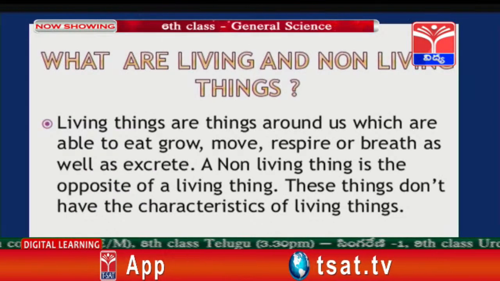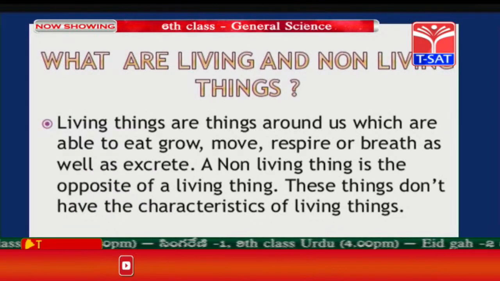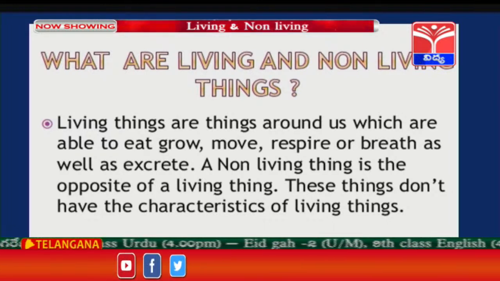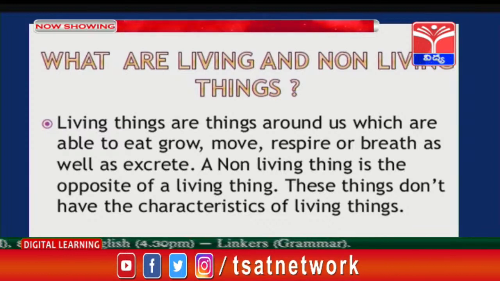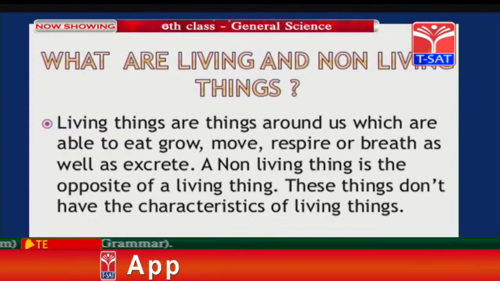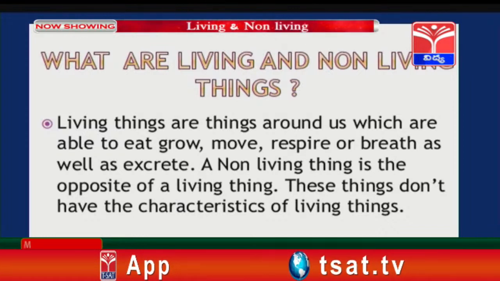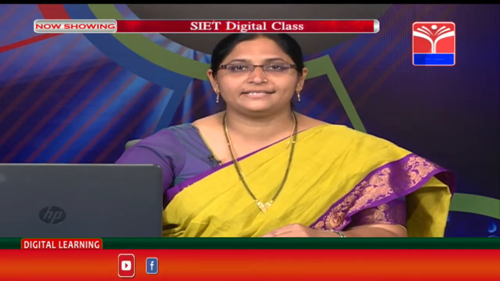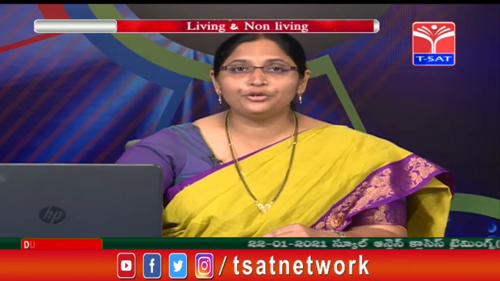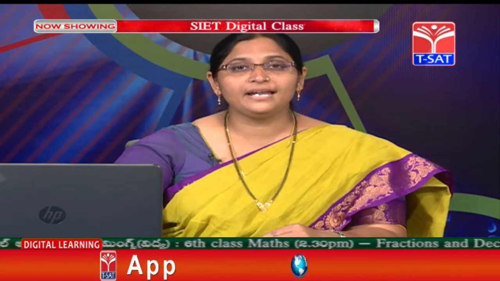Living things are the things around us which are able to eat. They are able to grow, move, respire or breathe and as well as excrete. So, if all these characteristics are present, then they are considered to be living things. Whereas a non-living thing does not have all these characteristic features. It does not respire, it does not move, it does not grow, it can't excrete and it can't reproduce. We will study in detail about these characteristic features of living things and non-living things.